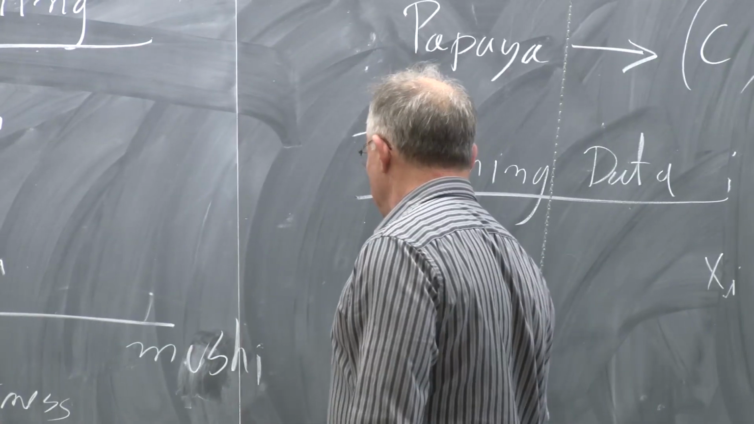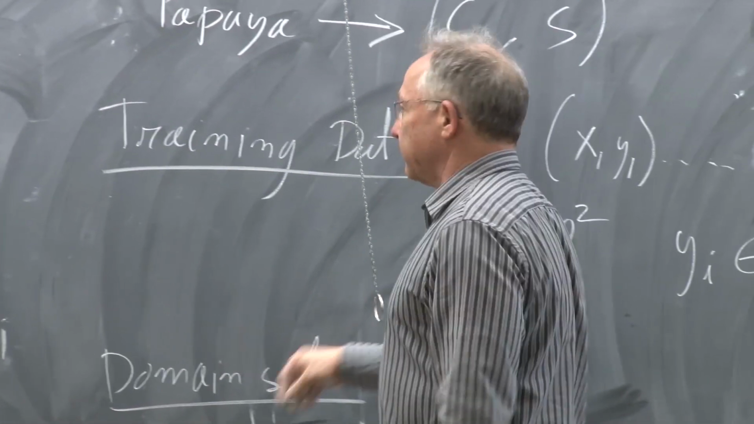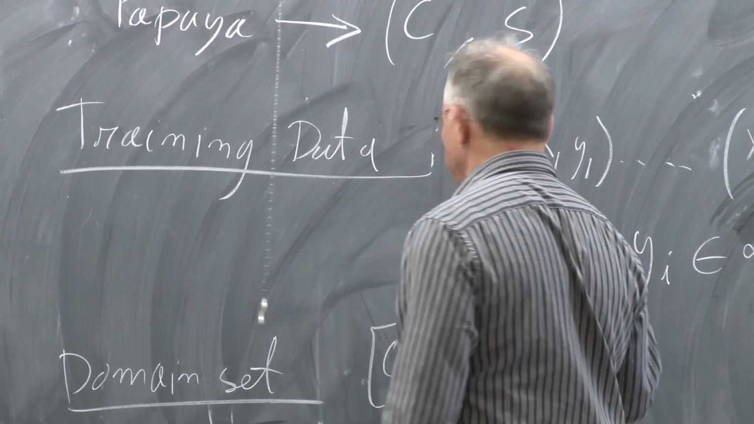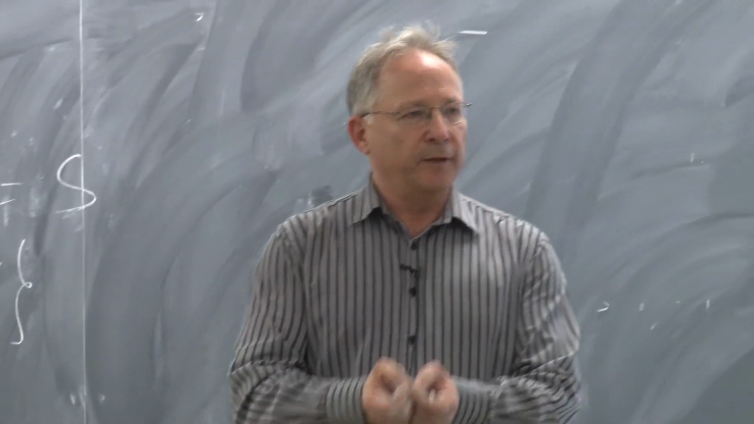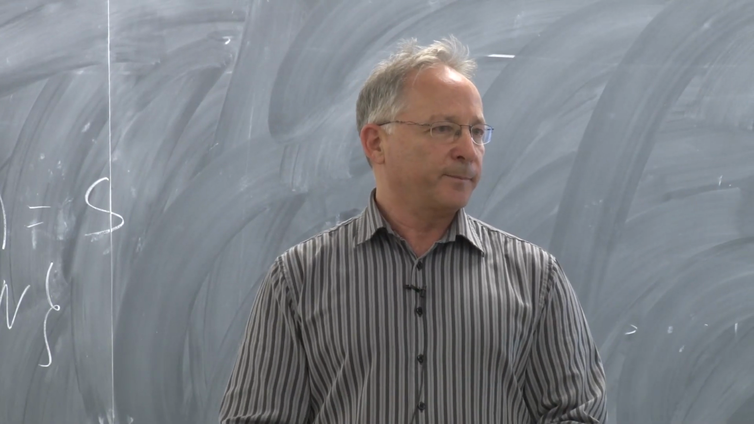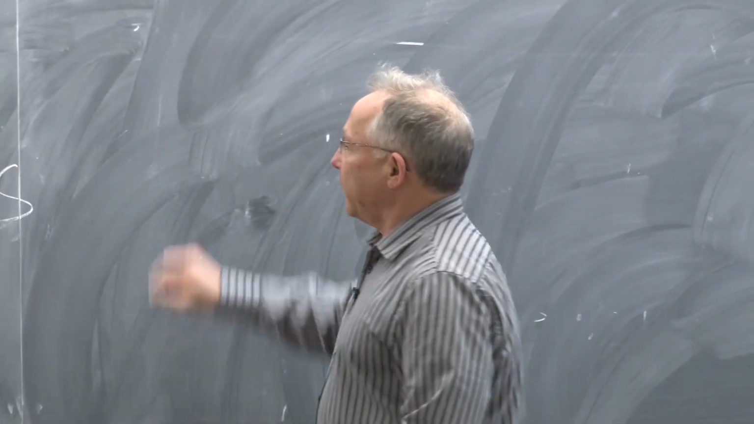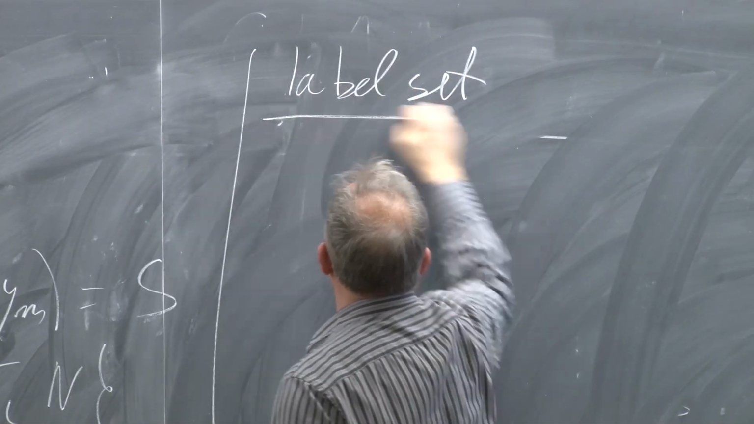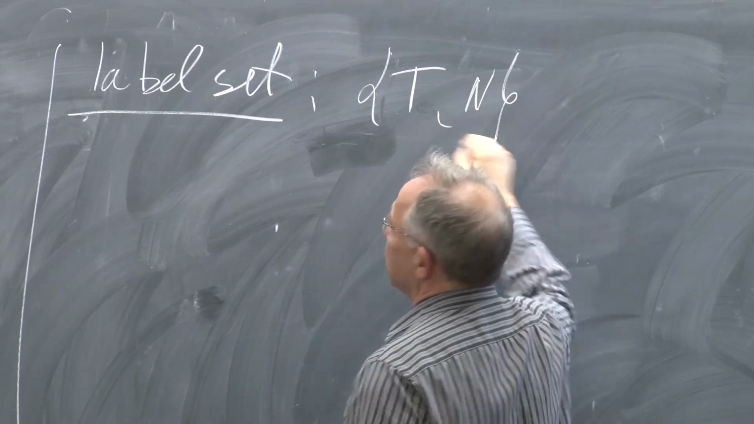My domain set is just this space R². So say it's the unit interval [0,1] square. Every papaya is represented by a point in the unit cube, which designates the color and the softness. So I have my domain space, I have my training data, I have my label set, as I already mentioned. My label set is just binary. It's a set consisting of tasty, not tasty.